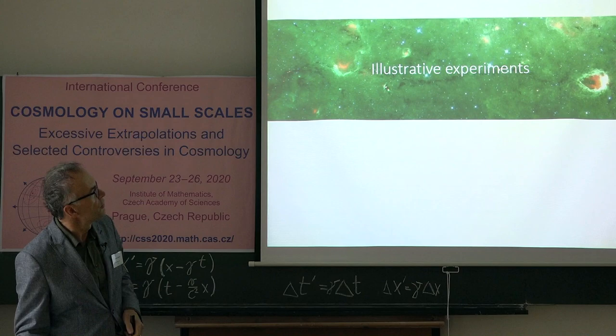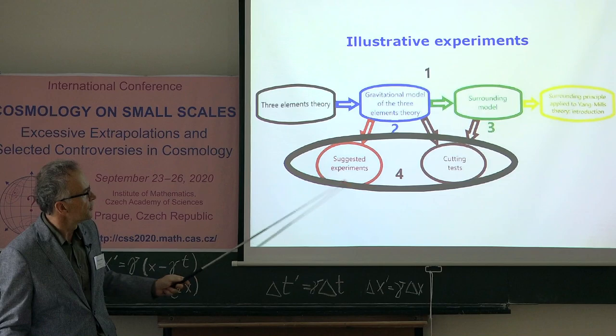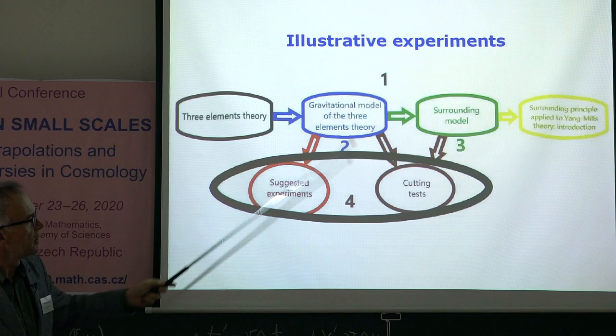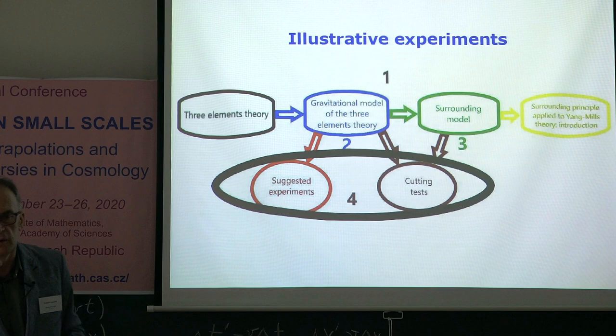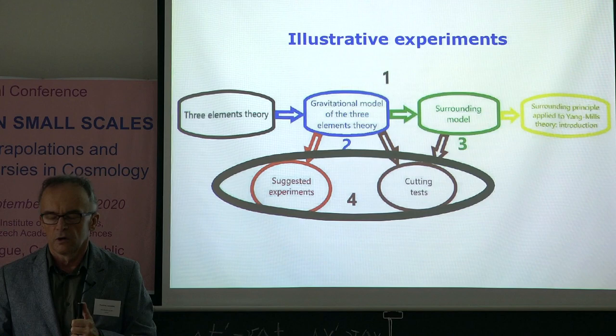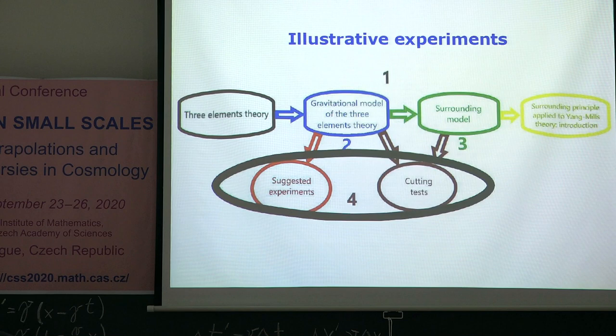So let's go to the point of the experiments. There are two kinds of experiments. They are coming either from here or from here. Of course, if they are coming from here, they are also coming from here, as I said. So there are cutting tests and suggested experiments. A cutting test can validate or not the different models. A suggested experiment is nothing more than an idea for some experimental physicist in order to search for new physics. It's related to a prediction of a model, of course, but it's a slight prediction of the model. So let's start with the cutting tests.